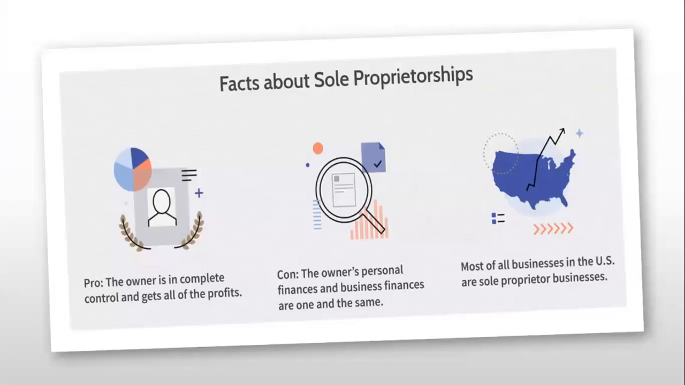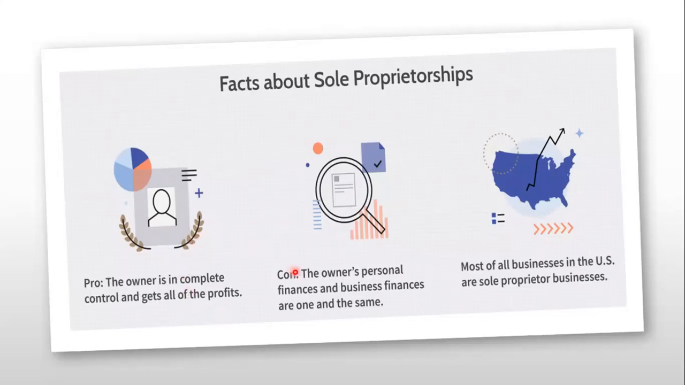Some facts about sole proprietorship are these. We have one pro, something positive, right? Just like in Spanish, pros and cons. The pro is that the owner is in complete control and gets all of the profits. That's something positive. You don't have to share your money with someone else. You don't have to go into numbers and divisions because everything is yours.